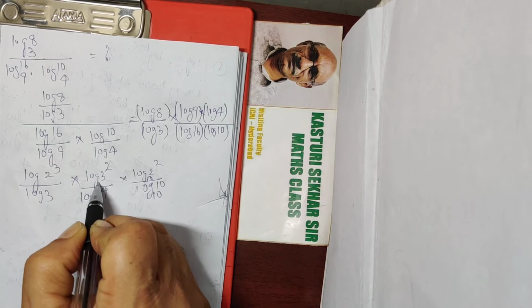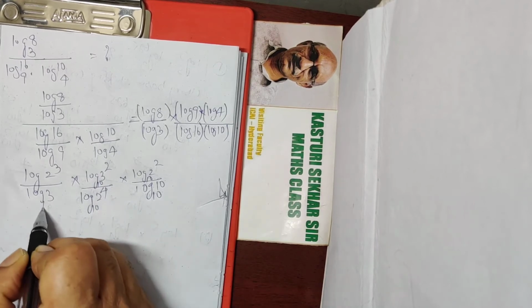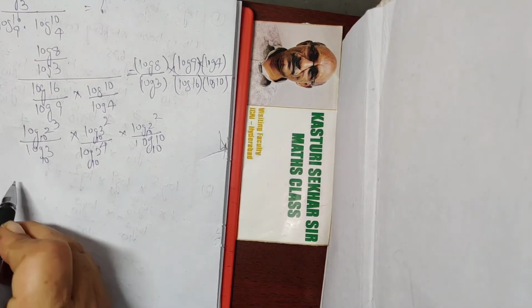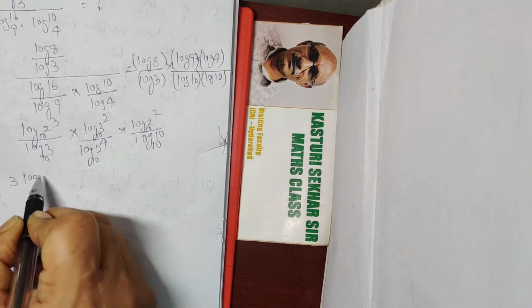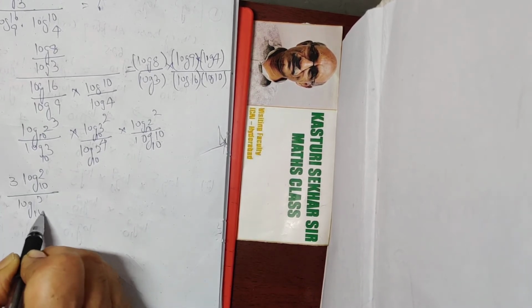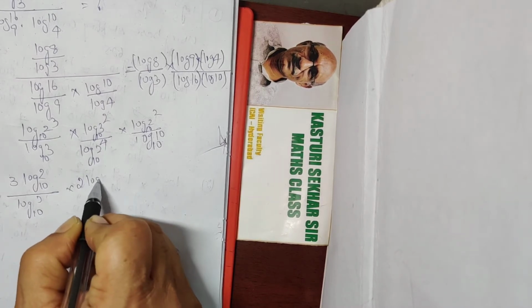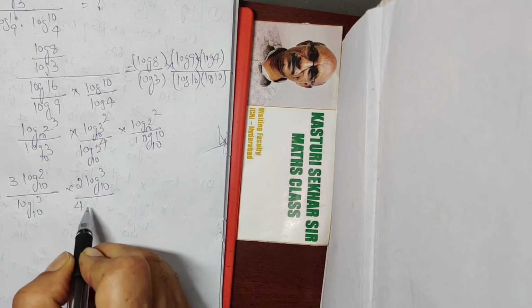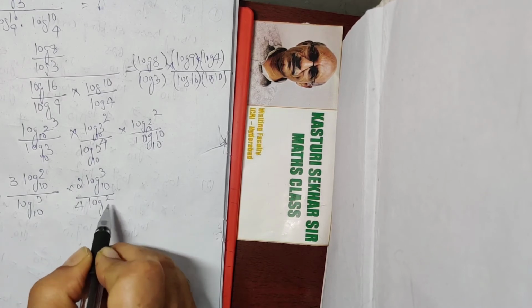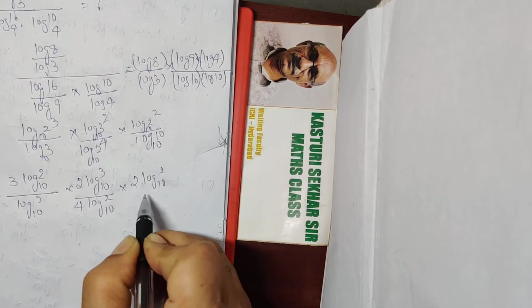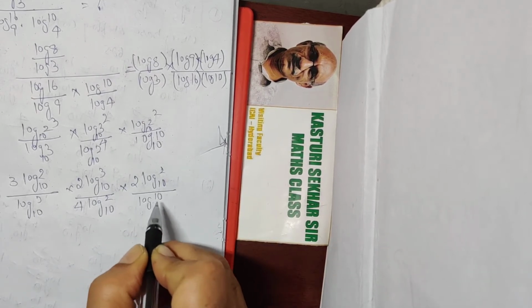One more step I'll write, because for every term the base is shifted to 10. Log a power b can be written as b log a. So we get 3 log 2 to the base 10 divided by log 3 to the base 10, 2 into log 3 to the base 10 divided by 4 into log 2 to the base 10, 2 into log 2 to the base 10, divided by log 10 to the base 10.